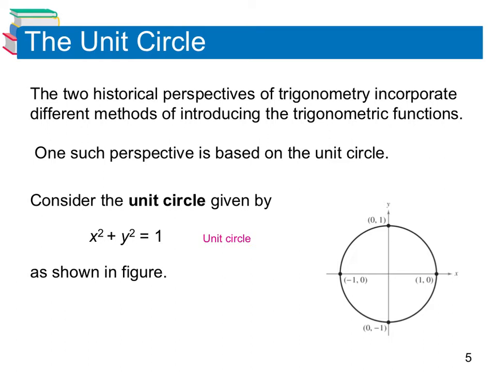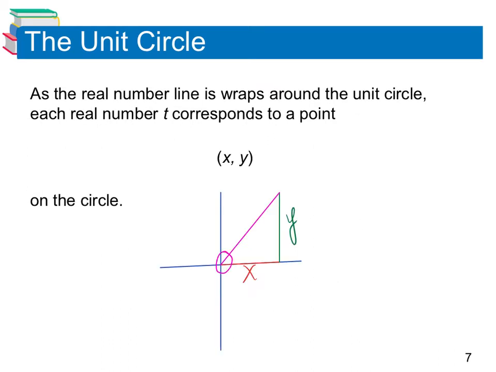So 4.2 part 1 is all about the unit circle. We're going to be using the unit circle to evaluate trig functions. As the real number line is wrapped around the circle, each real number t corresponds to a point. Just remember that all of our angles come from the origin, and they all make a right triangle.